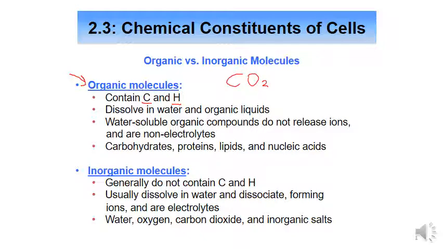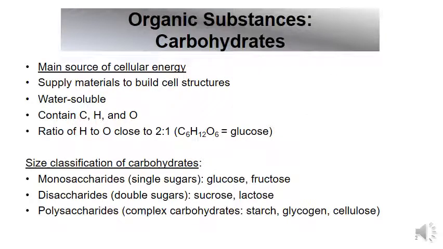But for example, what about CO2? It does not have any hydrogens. So CO2 is not organic, but inorganic. Okay, so with the organic molecules, the types we're going to look at are carbohydrates, proteins, lipids, and nucleic acids. We're going to start with the carbohydrates.